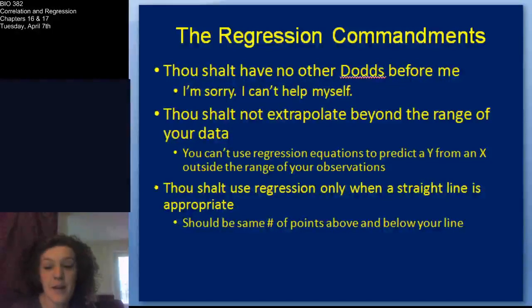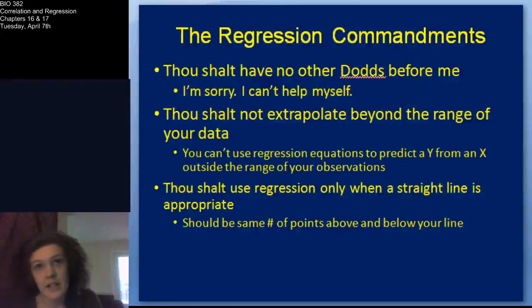Thou shalt not extrapolate beyond the range of your data. This is really important, especially when you're trying to predict y from x. When I say regression equation, I mean the regression line drawn through your data that the program will give you. You get an equation that allows you to predict y from x, because based on whatever value of x you have, you use the slope and the y-intercept and solve for your y value. However, you cannot use that equation to predict y from x outside the range of your observations.